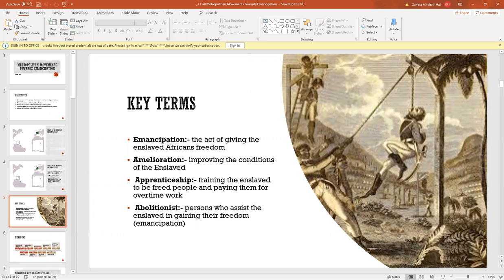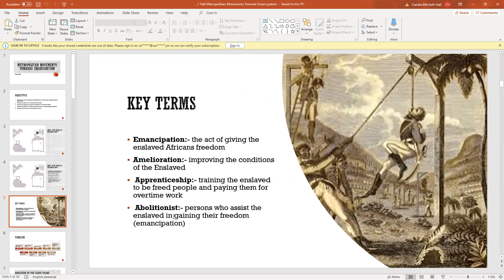They would work for a number of hours free. Well, really not free, but they would work for a number of hours. And anytime they supersede that number of hours, they would get overtime pay. They should. It didn't happen. And then the next key term is abolitionist. These are persons who assist the enslaved people in gaining their freedom. All right? So these are some terms that you need to remember.